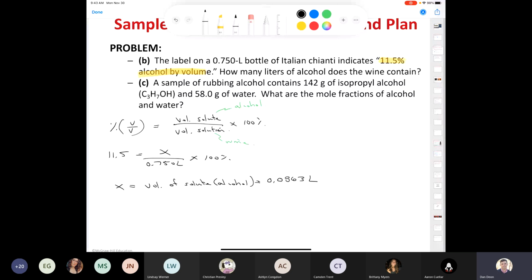863 liters. There we go. So there's the final answer, just like that. Okay, 0.0863 liters. And again, memorize this formula. You're going to have to know how to calculate this.